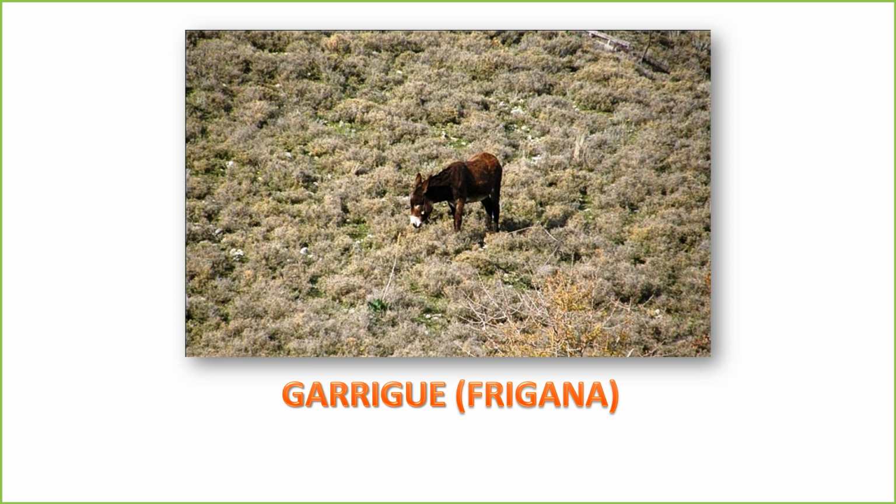7. Human impact. Garrigue landscapes have been shaped by human activities, including agriculture, grazing, and the collection of herbs for culinary and medicinal purposes. In some areas, garrigue has been impacted by urbanization and changes in land use.